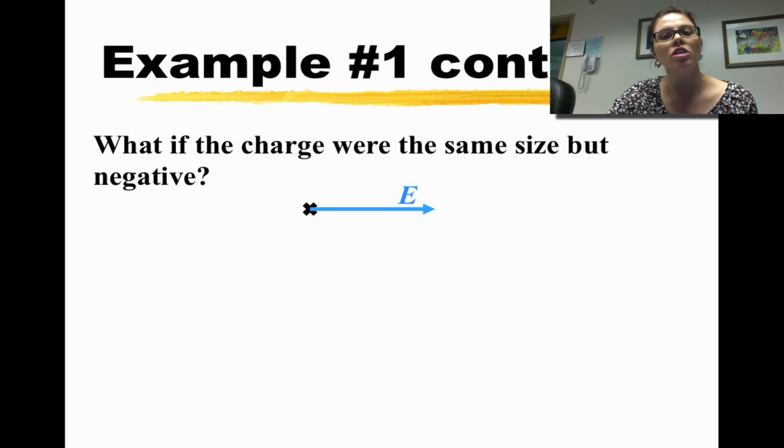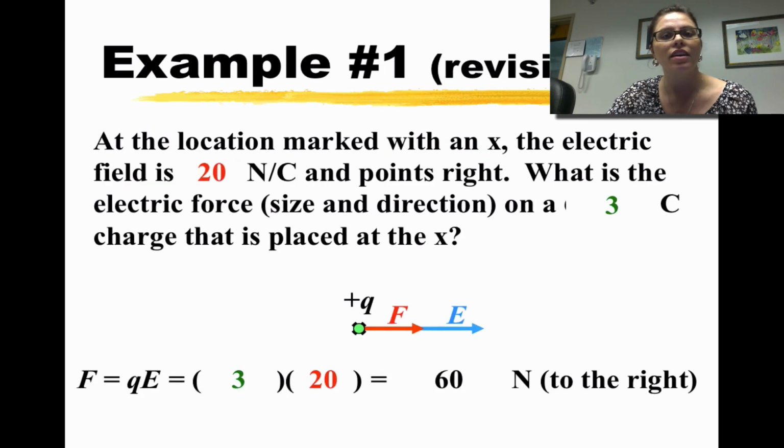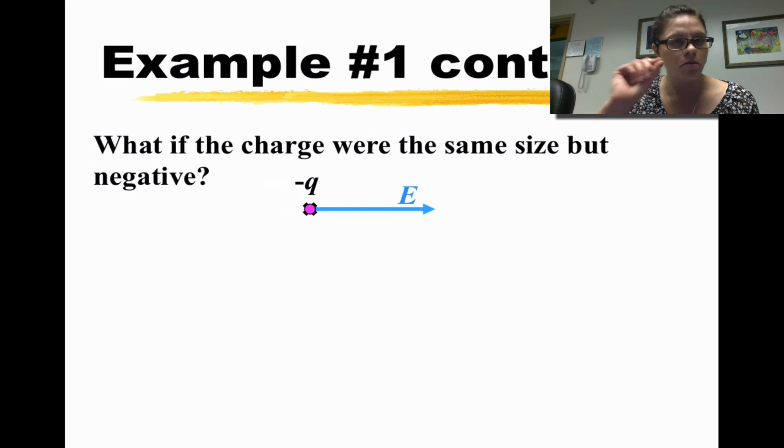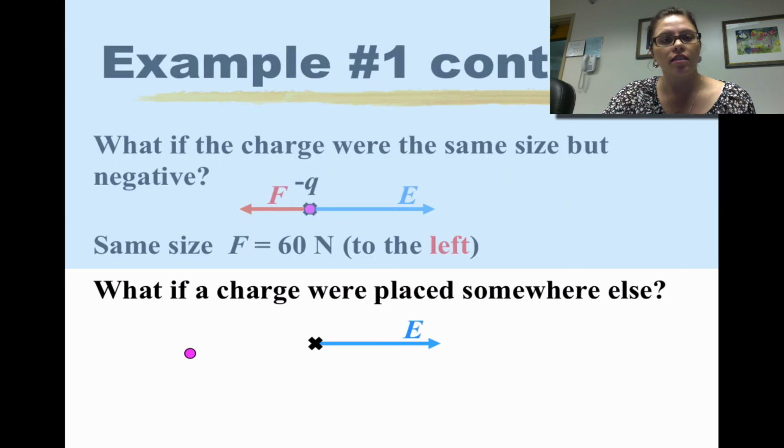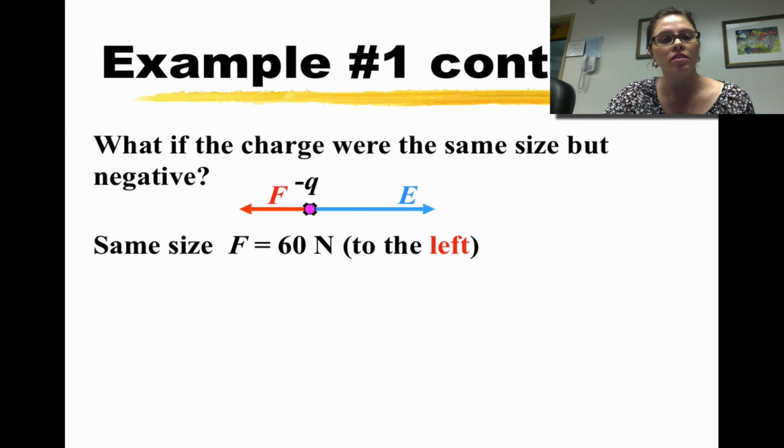Okay, so what if the charge were the same size but negative? So now we're going to have a negative charge. So remember, pinks will be negative for us. So how do you think this will change the problem? F equals QE, so E is still to the right, Q is still the same number, but the force will be in the opposite direction. Good. So same size force, but the force is now to the left.